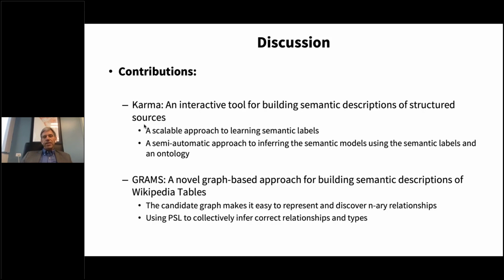The second piece is this system called Grams, which is a novel approach to essentially building these descriptions of Wikipedia tables, right? So we started with tables that were in Wikipedia that were already linked to Wikidata, and I'll describe future work in a minute of the next step there. But the key idea there is that this candidate graph makes it very easy to represent, discover these n-ary relationships, do that fully automatically. And using PSL, we can do this collective inference to come up with sort of the final semantic descriptions.